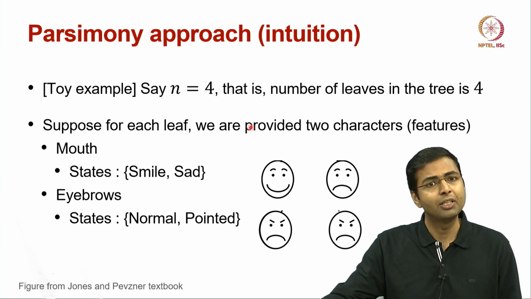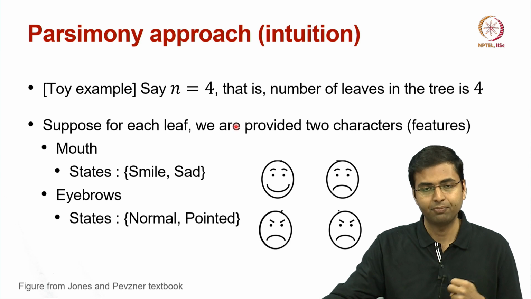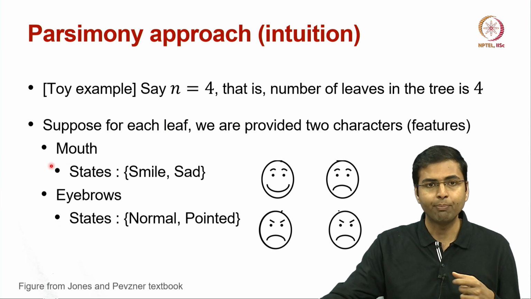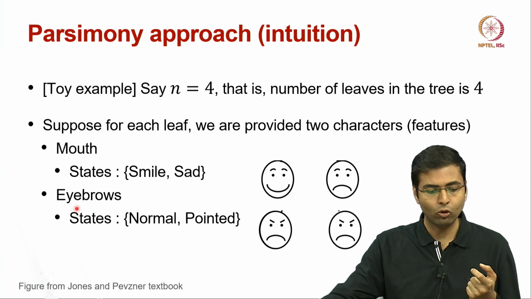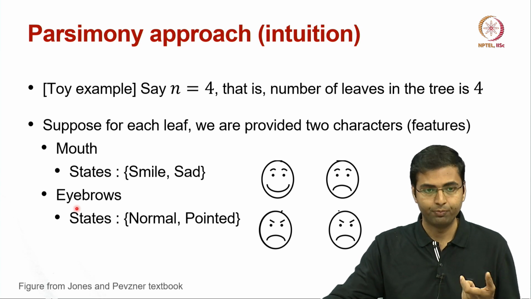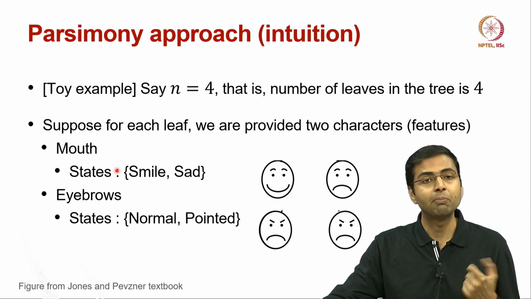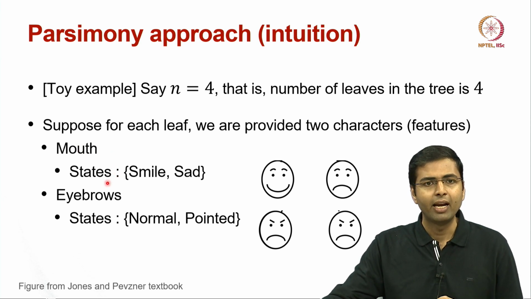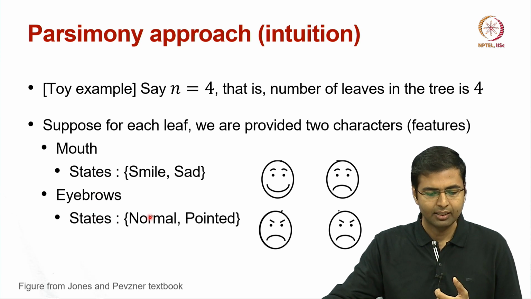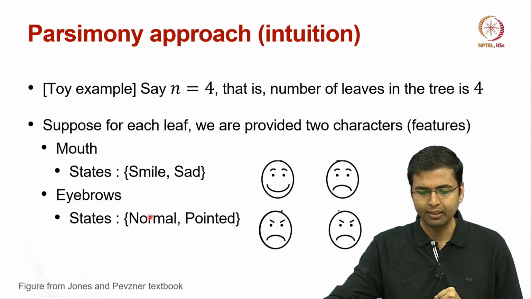and suppose for each leaf I am given 2 characters. One character corresponds to the mouth and the other character corresponds to the shape of the eyebrow. In the case of mouth, the states are either smile or sad, and in the case of eyebrows, the states are normal or pointed. So, this is the hypothetical example that I am using here. You have 4 species that have these morphological features, mouth and eyebrows, observed in 2 different states.